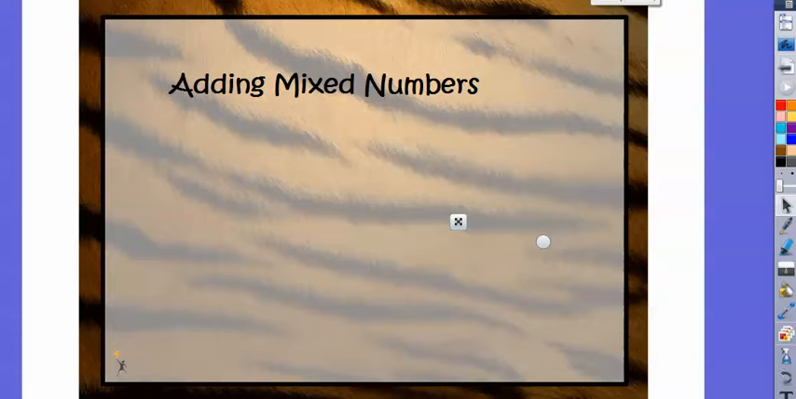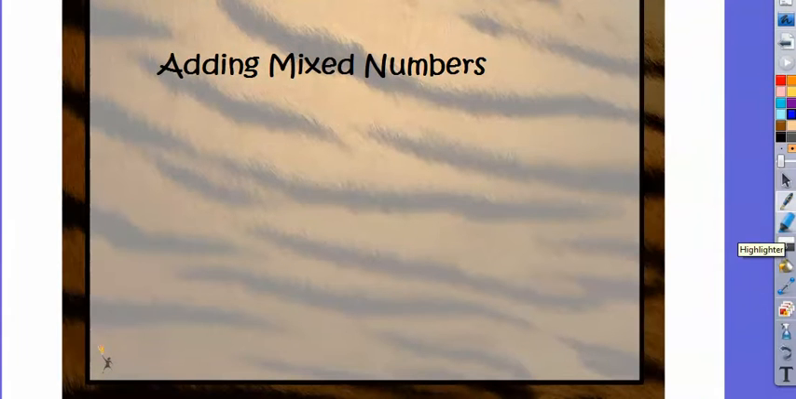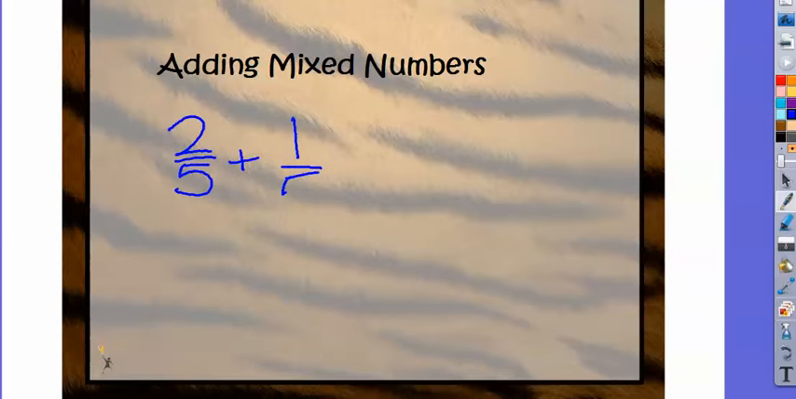All right, guys, so today we're going to be looking at adding mixed numbers. Really quick, just a quick review. Remember, when we're adding or subtracting mixed numbers, in this case adding, as long as the bottoms are the same, we can just go ahead and add them. So that 1/5 plus 2/5 is 3/5.